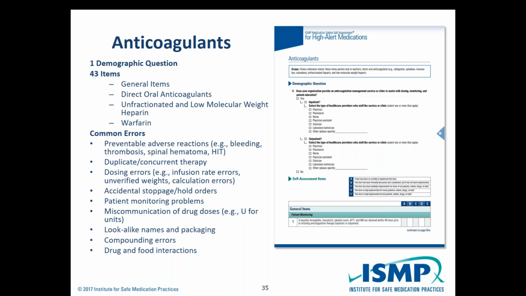Next section is anticoagulants. There's only one demographic question in here, but there are 43 items. There are some general items, and then there's some items that are for the specific anticoagulant items. And again, these are, as the others, based on many of the errors that we receive on duplicate therapy, accidental stoppage, dosing errors with the infusion rates, lookalike names and packaging, food and drug interactions.